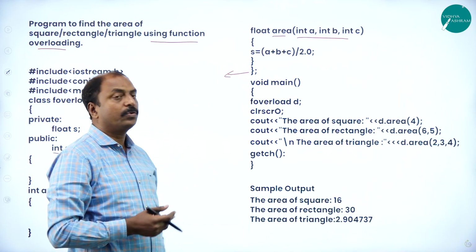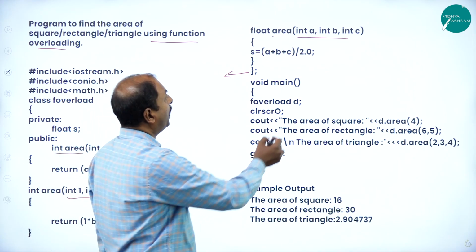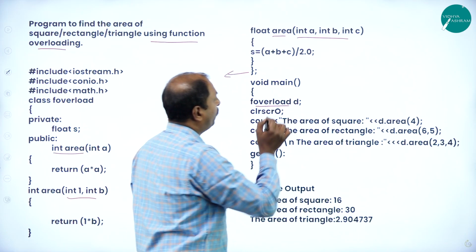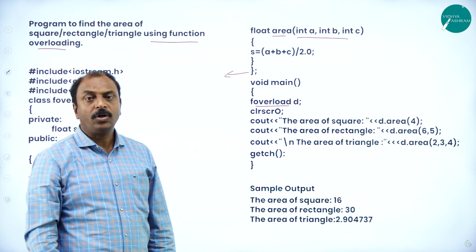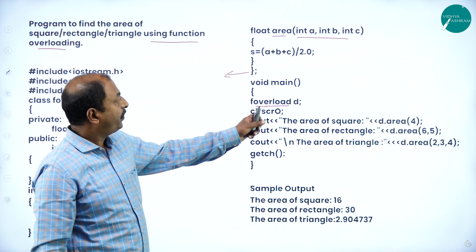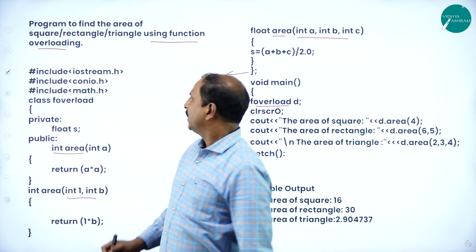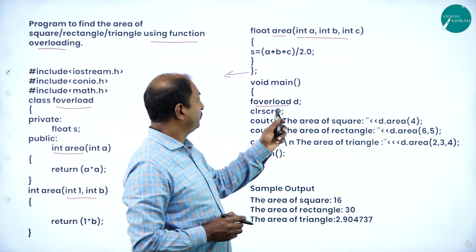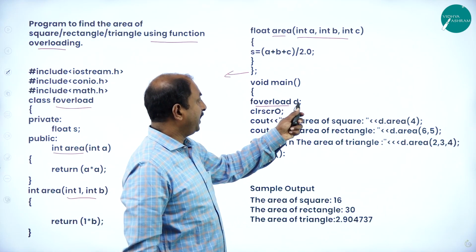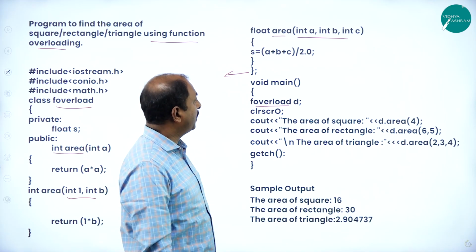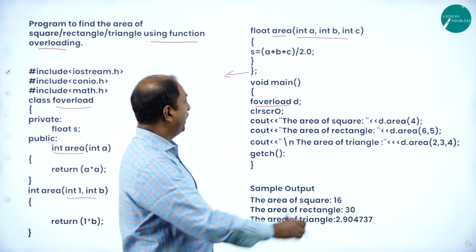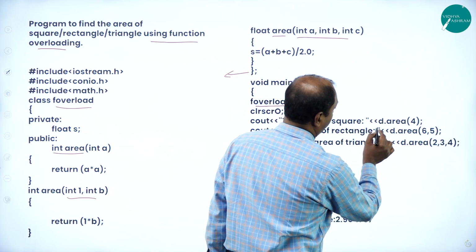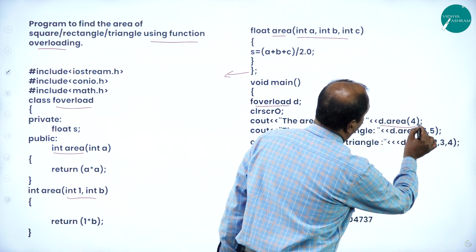Next we have to write the main function. So void main, here open the bracket. So first line is function overload D, creation of an object of the class f overload. If you observe this, f overload is the name of the class. So here name of the class, space, D. D is an identifier, or it is nothing but an object. Next we are using cout. The area of square equals D dot area of 4.